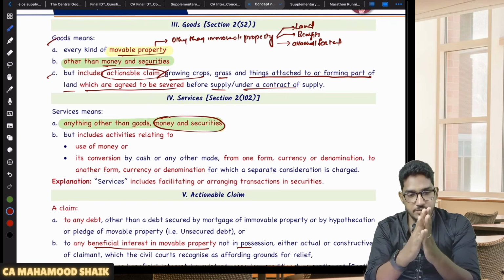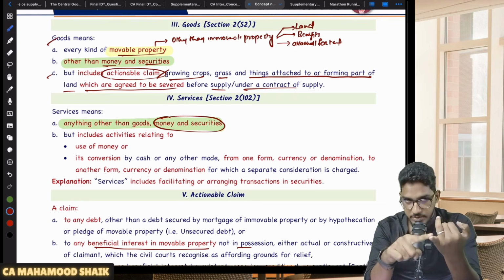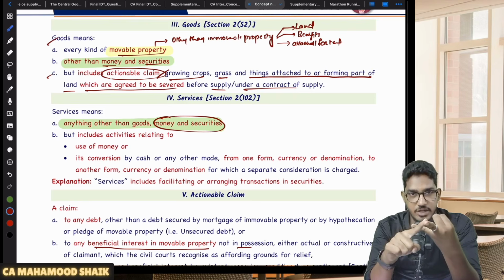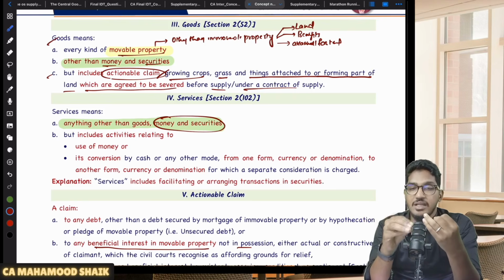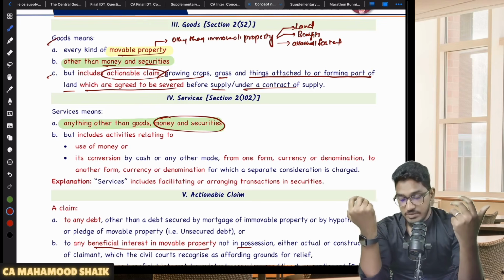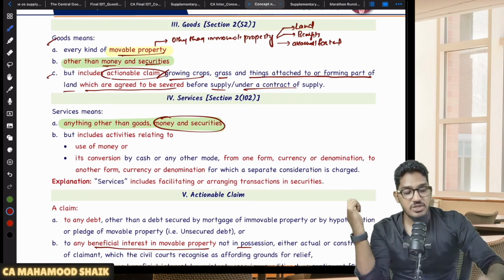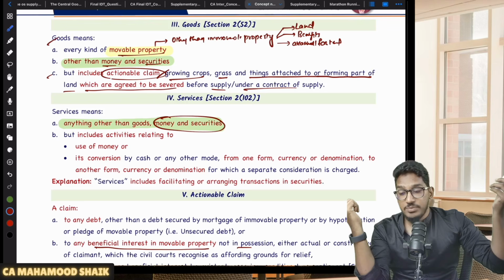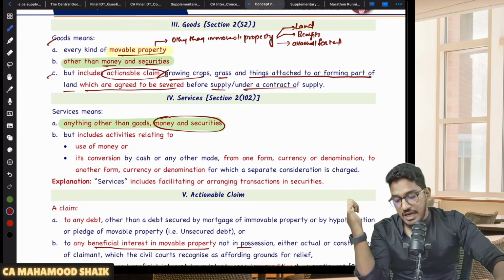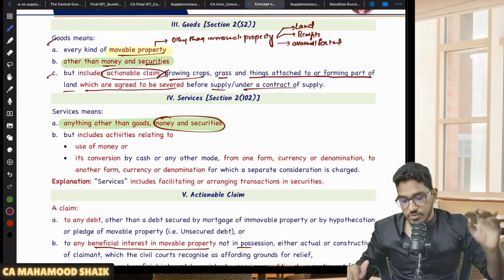So tell me, what is the meaning of goods? Goods means every kind of movable property other than money and securities. That means money and securities will not fall under the goods definition. What is specifically included in the goods definition? It includes actionable claims, growing grass, crops, or things which are attached to or forming part of the land, which are agreed to be severed, agreed to be cut before making supply or under a contract of supply. That will fall under the goods definition.